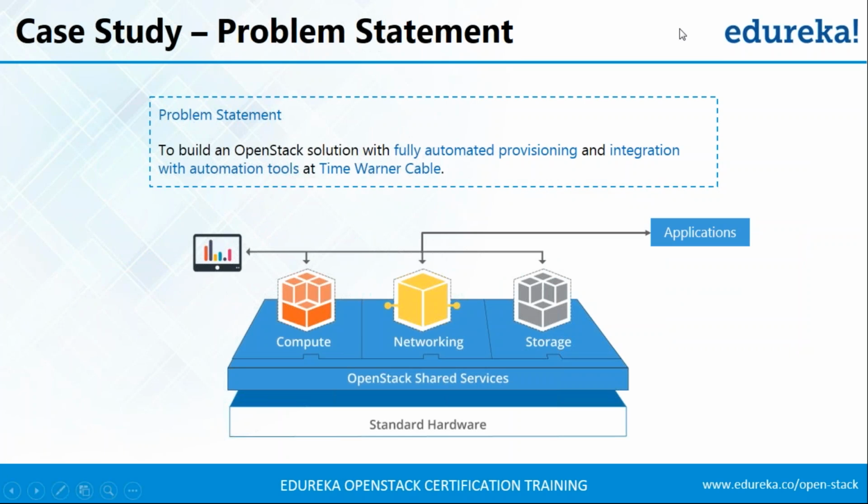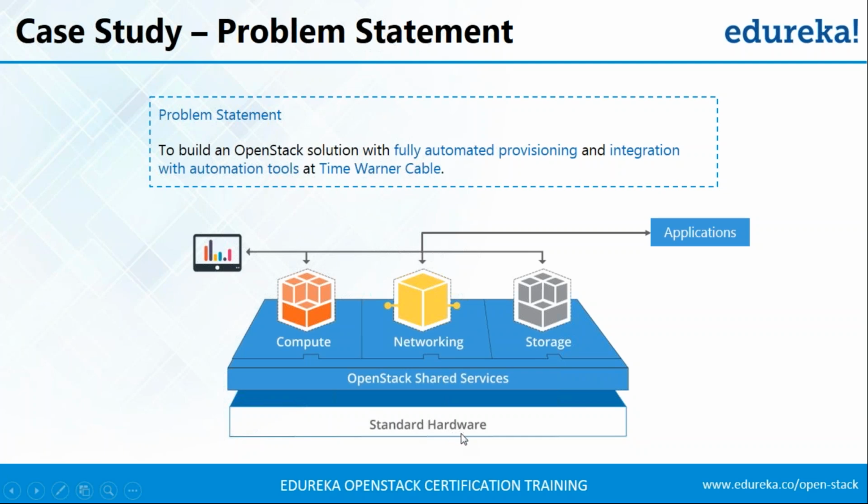So what they wanted was to build an OpenStack solution with fully automated provisioning and integration with automation tools at Time Warner Cable. They wanted to divide up all the resources into 3 parts. The first one is compute. This is where all the processing will take place. The networking will take care of connecting each service to the outer world as well as the internal network. Then storage for storing any kind of metadata or other related files. And this virtualization layer would be placed on their own standard hardware.